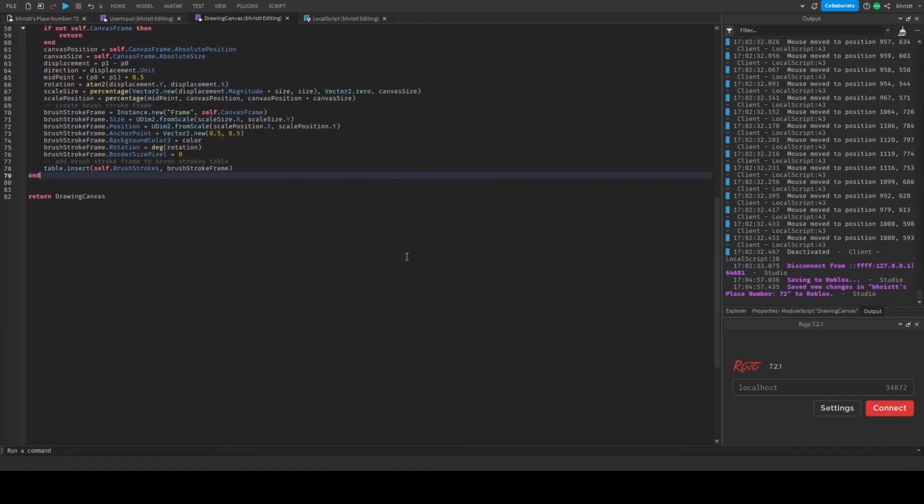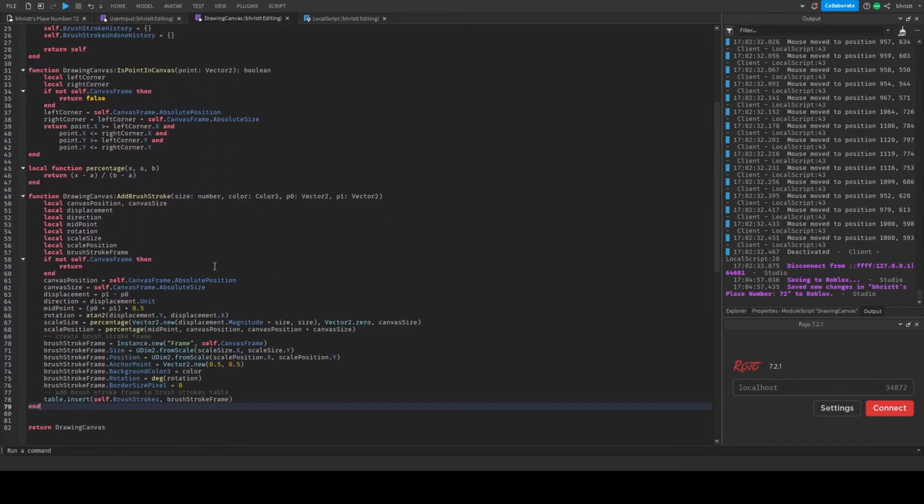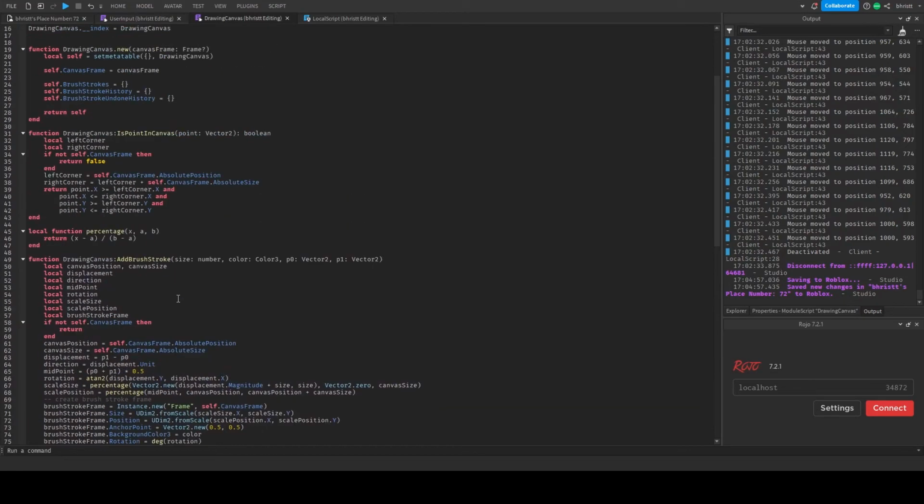And now we should have a working brushstroke creator thing, yeah. And then we also have this percentage function, which is what we went over in Microsoft Paint. So xab, and we return x minus a over b minus a.